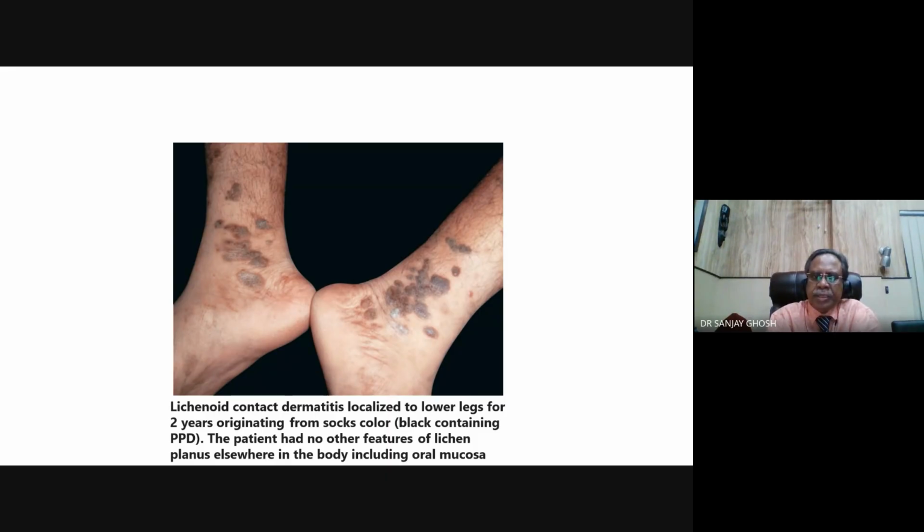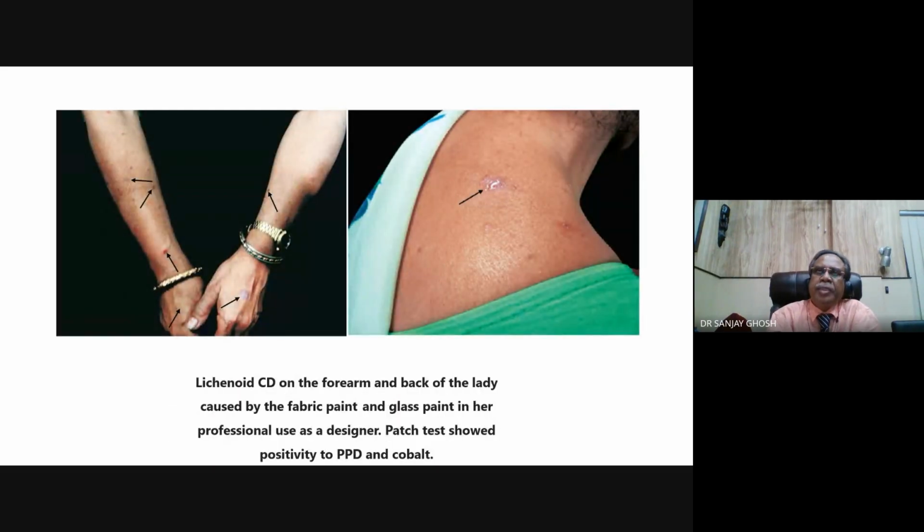We do patch test, get positivity to PPD or related, and we ask the patient to avoid dark socks. And this was first reported by Dr. Srinivas from Manipal. That this is very common, lichenoid contact dermatitis from dark socks. Very commonly the school uniform has dark socks. This is lichenoid contact dermatitis, forearm and back.